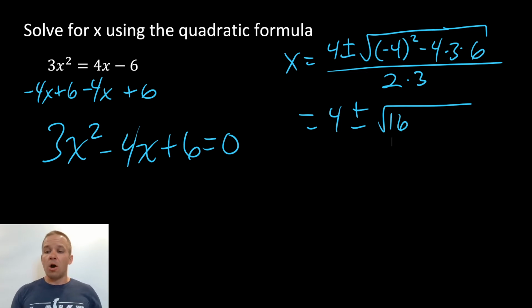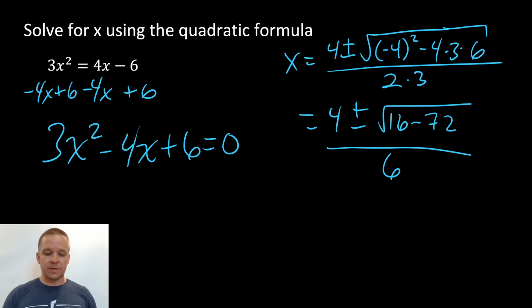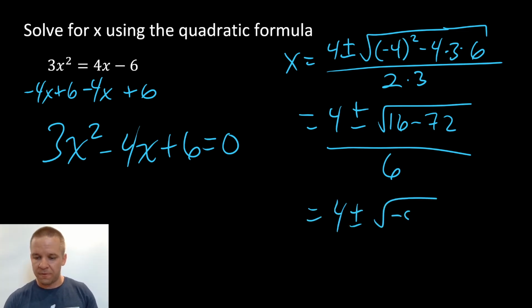So 4 times 3 is 12, times 6 is going to give me 72, and it's going to be minus 72. I like to multiply all my numbers first and then decide if it's positive or negative. That's just me. All over 6. So now inside the radical, 16 minus 72, that's going to be negative 56. So I'm going to have 4 plus or minus the square root of negative 56.